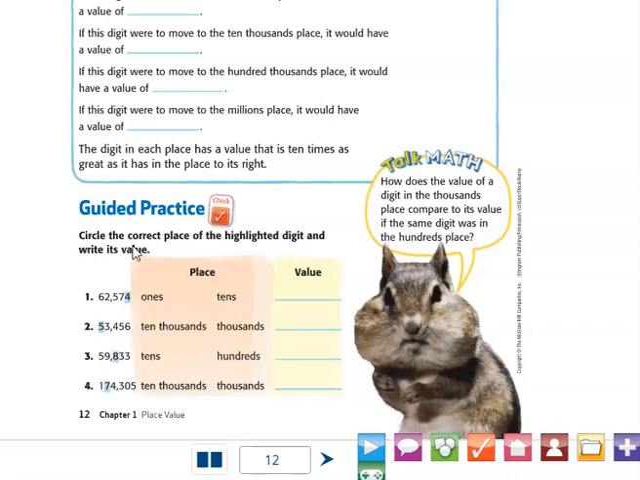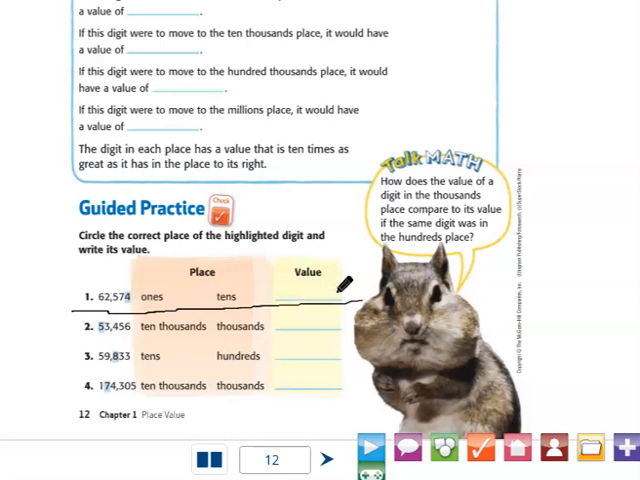Okay, so we are starting. Once you've checked your work there, you can start the guided practice: circle the correct place of the highlighted digit and write its value. So you're going to circle whether it's in the ones or tens, whether it's in the 10,000 or 1,000. It may help to, when you're doing these, line across here so you don't get mixed up. It's not one of those crisscross things.